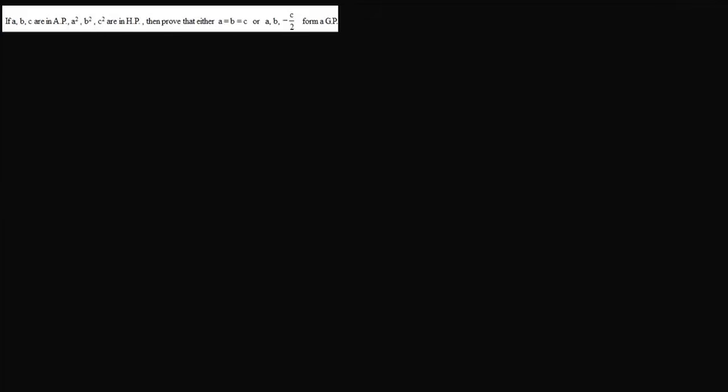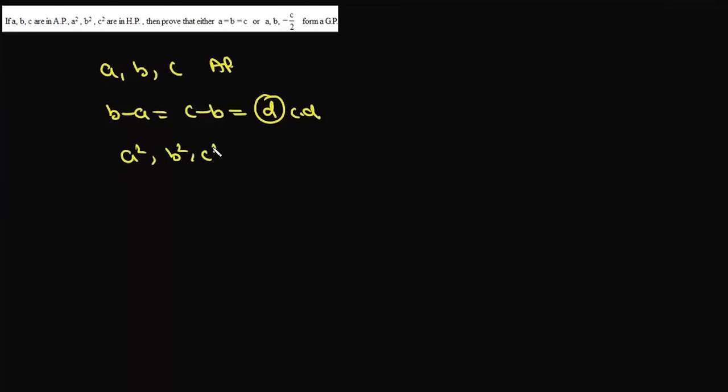Right, the question is, if a, b, c are in AP and a square, b square, c square are in HP, then prove that either a equals b equals c or a, b, minus c by 2 form a GP. Now in this case it says a, b, c, they are in AP, that means b minus a is equal to c minus b, and let it be equal to d, which is its common difference, and a square, b square, c square, they are in HP, which means 1 upon a square, 1 upon b square, and 1 upon c square, they are in AP.